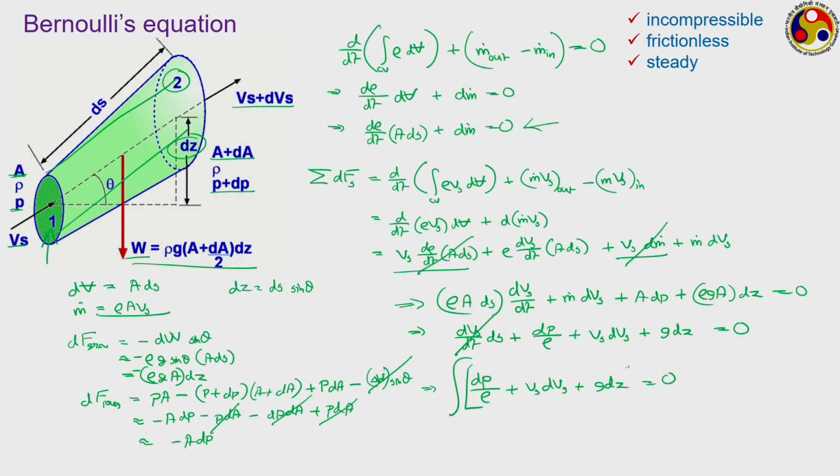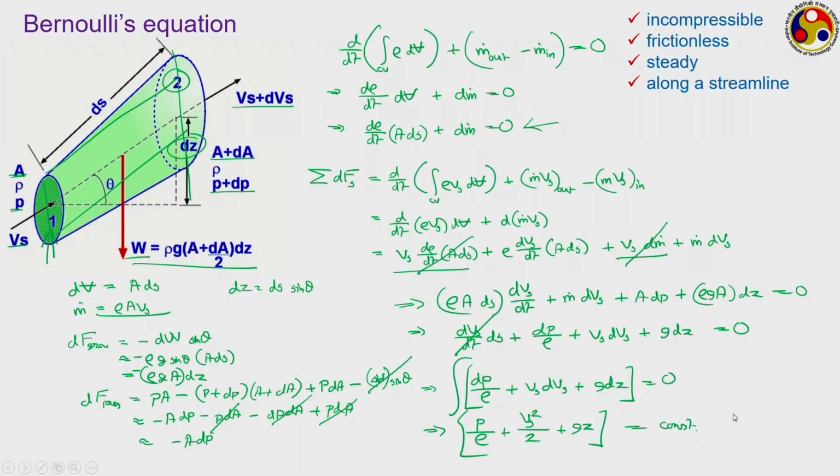If you integrate this entire term over a particular streamline, from point 1 to 2, what are we going to get? Rho being a constant, we get P by rho plus V square by 2 plus G z equal to constant, which is the most celebrated Bernoulli's equation. Actually, the steady assumption is not a very strict one. We can use Bernoulli's equation in unsteady flow situations also, as per the derivation that we have done, where we just have to keep the last term that we have negated. However, generally we apply Bernoulli's equation to steady flow situations.